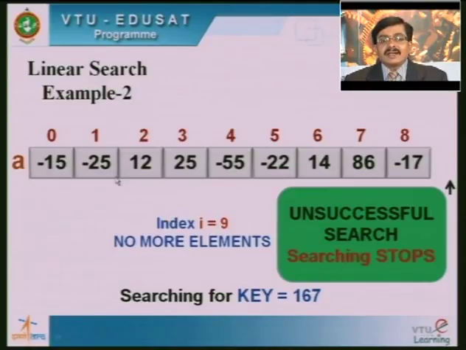When i is equal to 1, again I should compare whether a of 1, which is minus 25, is equal to 12 or not. There also it is not the case. Again we have to go for the next iteration. Now I have to see whether a of 2 is equal to 12. It is equal to the key element. Now I should set that flag is equal to true.